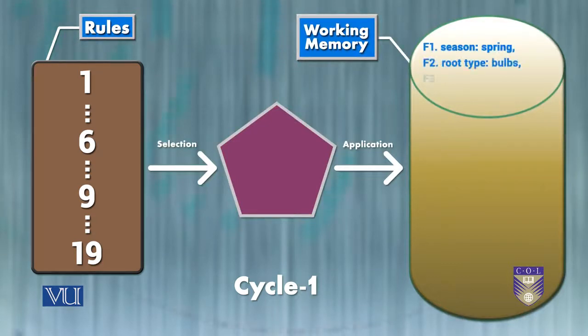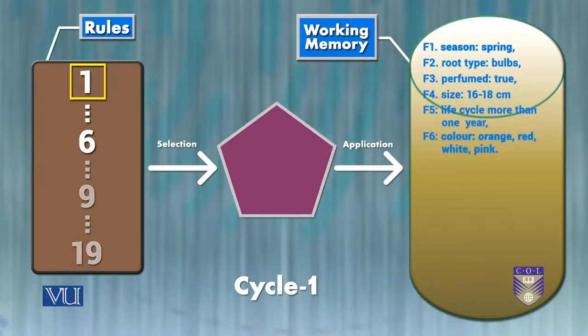Cycle 1, matching. Now, rule 1 and rule 6 are applicable at this point in time. Rule 1 and rule 6 are applicable. The next step was rule selection. Remember?